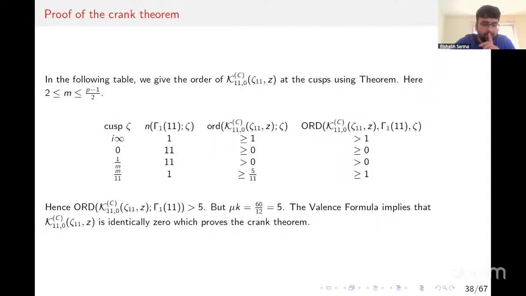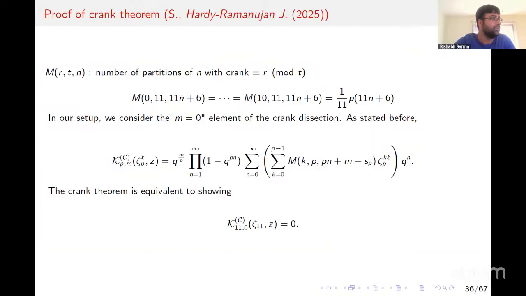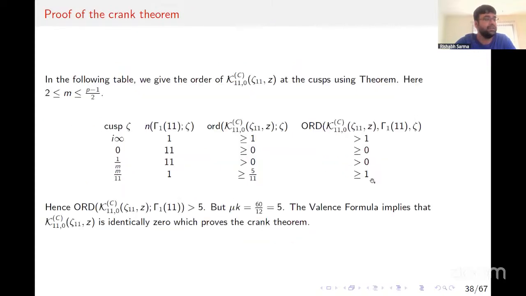We had the product attached on the left here, which when multiplied with the crank sum makes that element of weight 1, which means mu k is 5, and then the valence formula would imply that the 0th element of the dissection is identically 0, and that proves the crank theorem.